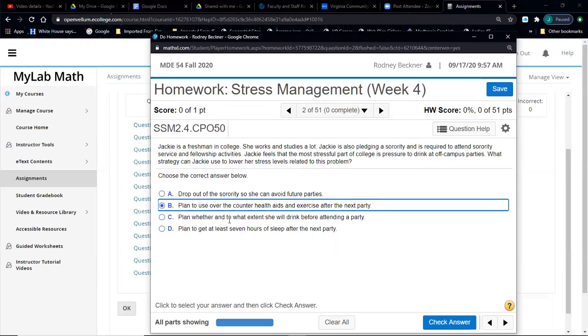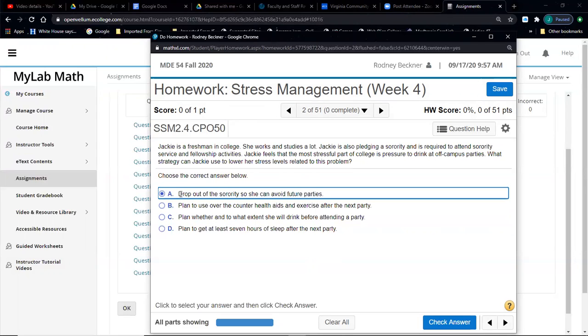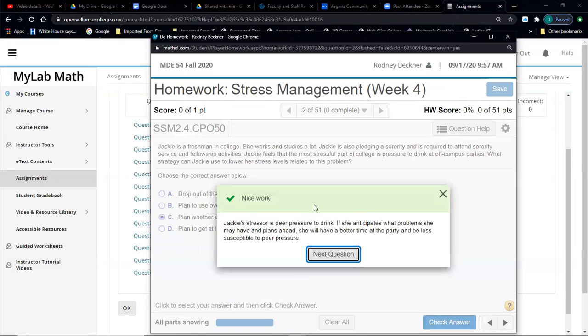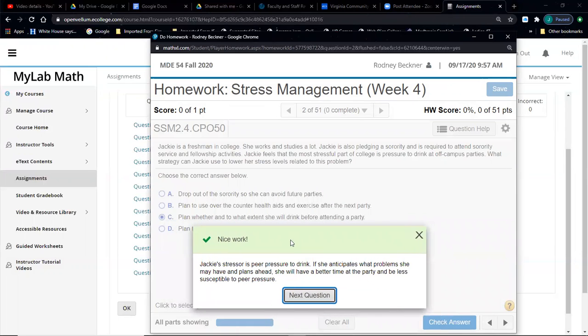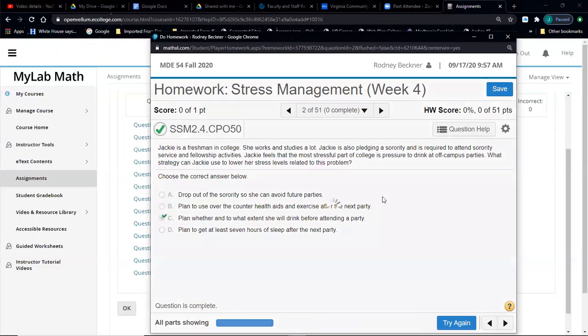Plan whether and to what extent she will drink before attending a party. I mean, you could include zero or very little in that. Plan to get at least 7 hours of sleep after the next party. Again, aftermath, probably not the important side. A and C seem like the most possible, but like I said, sororities and fraternities do lots of other good things besides just party, whether you've heard otherwise or not. So plan whether and to what extent she will drink before attending the party. You don't have to succumb to peer pressure, all that stuff.